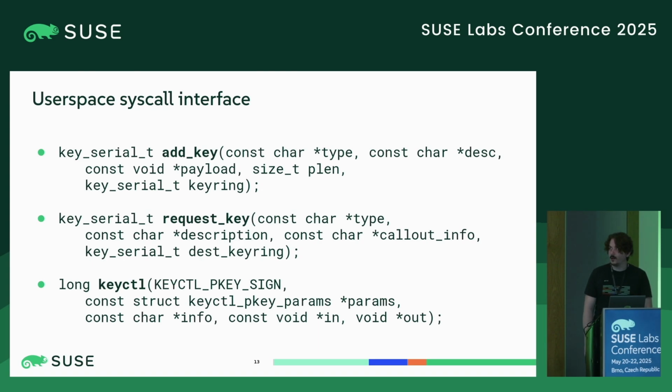The main three syscalls are add_key, which you use to add a key. Its first parameter is the type, the second is the description, which is basically a name you can give it, the third is the payload, the fourth is the length of the payload, and the last one is the keyring.